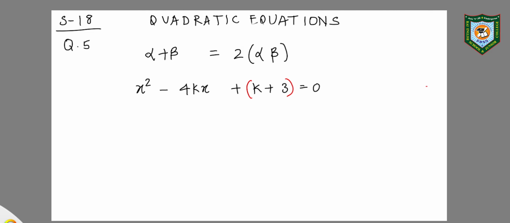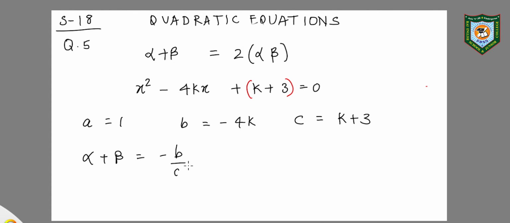So now we have to compare this equation to our standard form first. By comparing to the standard equation, we get a is equal to 1, b is equal to minus 4k, and c is equal to k plus 3. So alpha plus beta is given by minus b by a. This is minus of minus 4k, because minus of b. Our b is already negative, so there we'll have two negatives, one inside the bracket, one outside the bracket. Our value for a is 1, so this term comes as 4k.